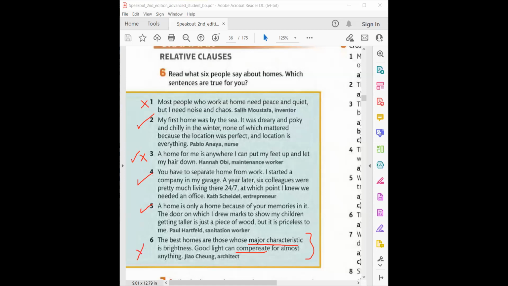Here, the important question isn't the meaning. Here I have something that I wanted to ask you about. Do you know what this is? A relative pronoun. The best homes are those whose major characteristics is brightness. What's this whose? Relative clauses. It's a relative pronoun. Thank you. I believe after the break, we're going to study the relative pronouns and clauses as well.